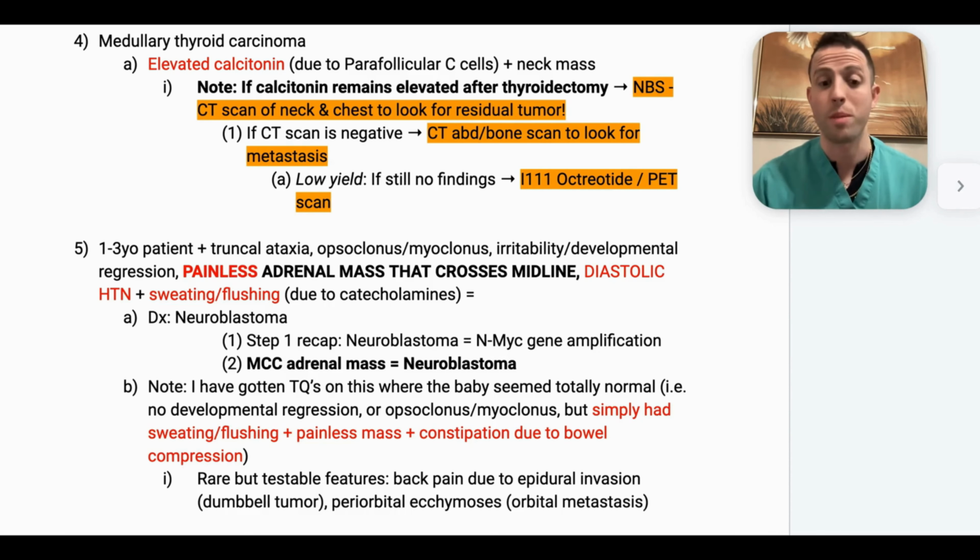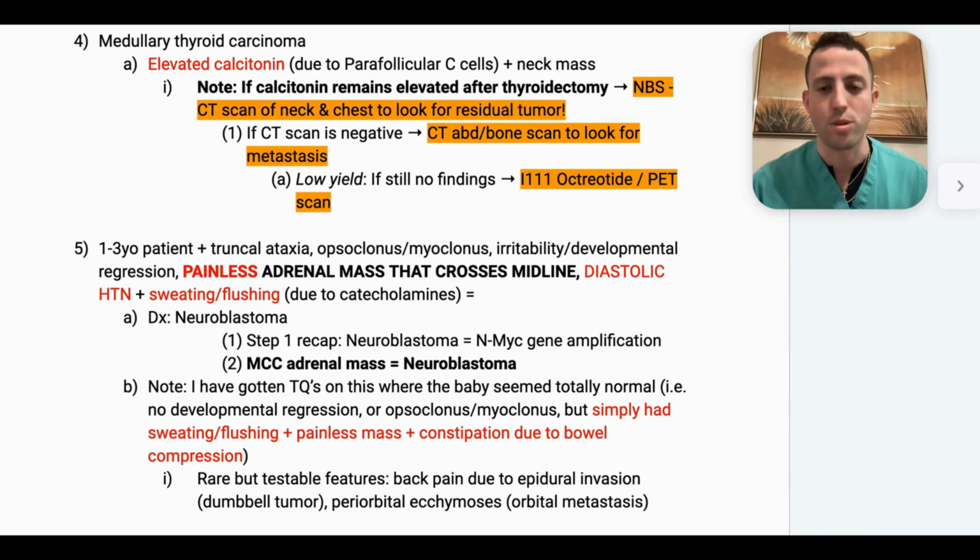And so some rare but testable features you need to know are back pain due to epidural invasion. It's called a dumbbell tumor, kind of forms this type of shape of a dumbbell. And it can also have periorbital ecchymoses, and that's due to orbital metastases. I've seen that tested actually, so make sure you know that. And so neuroblastoma is a 10 out of 10 high yield topic. Make sure you know everything that's bolded in red on this review point here.